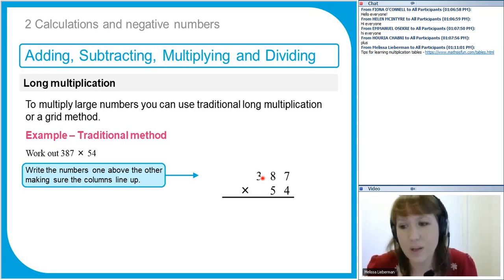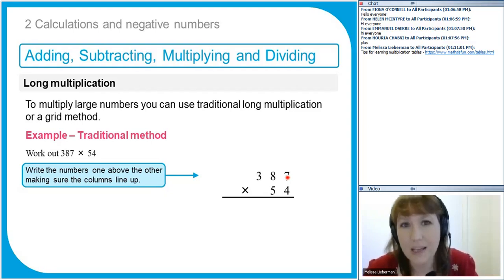And what we're going to work out here is 4 times 387, and then 50 times 387. And the way we work out 50 times 387 is we put a 0, and we just move everything along one place and multiply it by 5, and then we add the 2 things together.